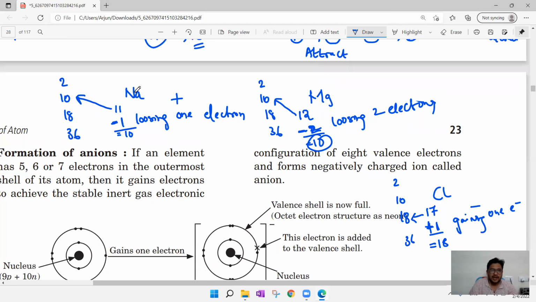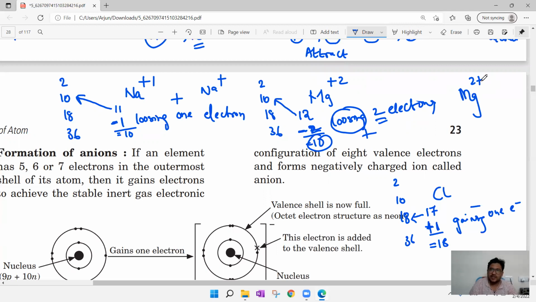So Na, after losing an electron, we have to write it as plus. How many electrons? 1. You can represent either plus 1 or you can leave it, no worries. Na plus. Magnesium is losing electrons. If it is losing electrons, it is plus. So Mg plus. How many electrons? 2. Mg plus 2, or you can represent it as Mg2 plus. Both are correct.